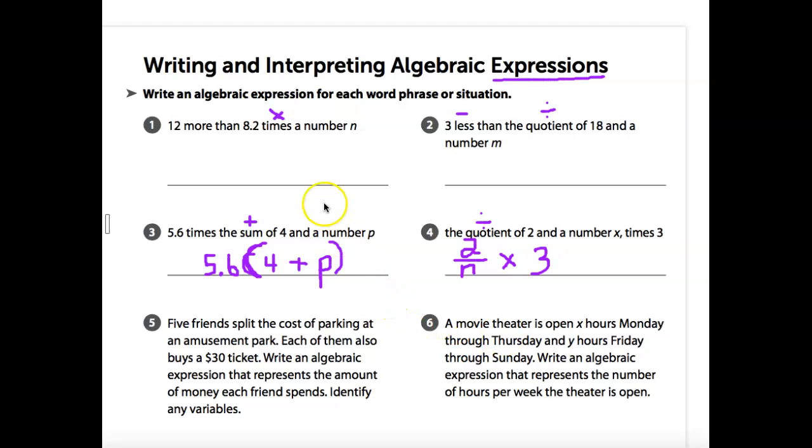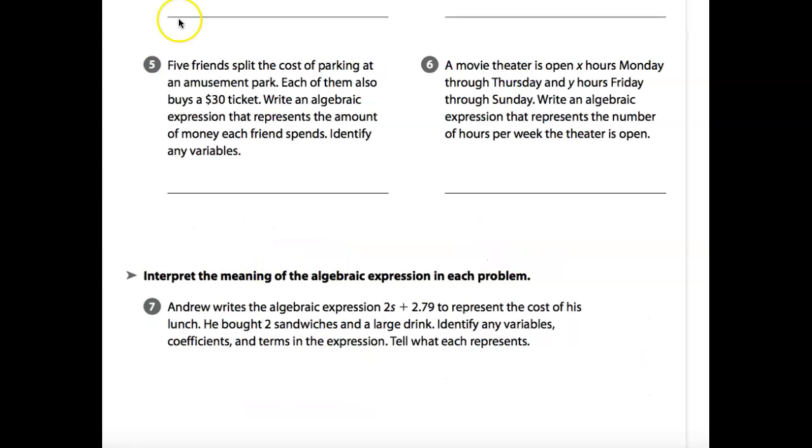All right, so let's move on to 5. I'm going to have to pause it to move my screen up. Okay, hold on. This one says 5 friends split the cost of parking at an amusement park. Each of them also buys a $30 ticket. Write an algebraic expression that represents the amount of money each friend spends. Identify any variables.